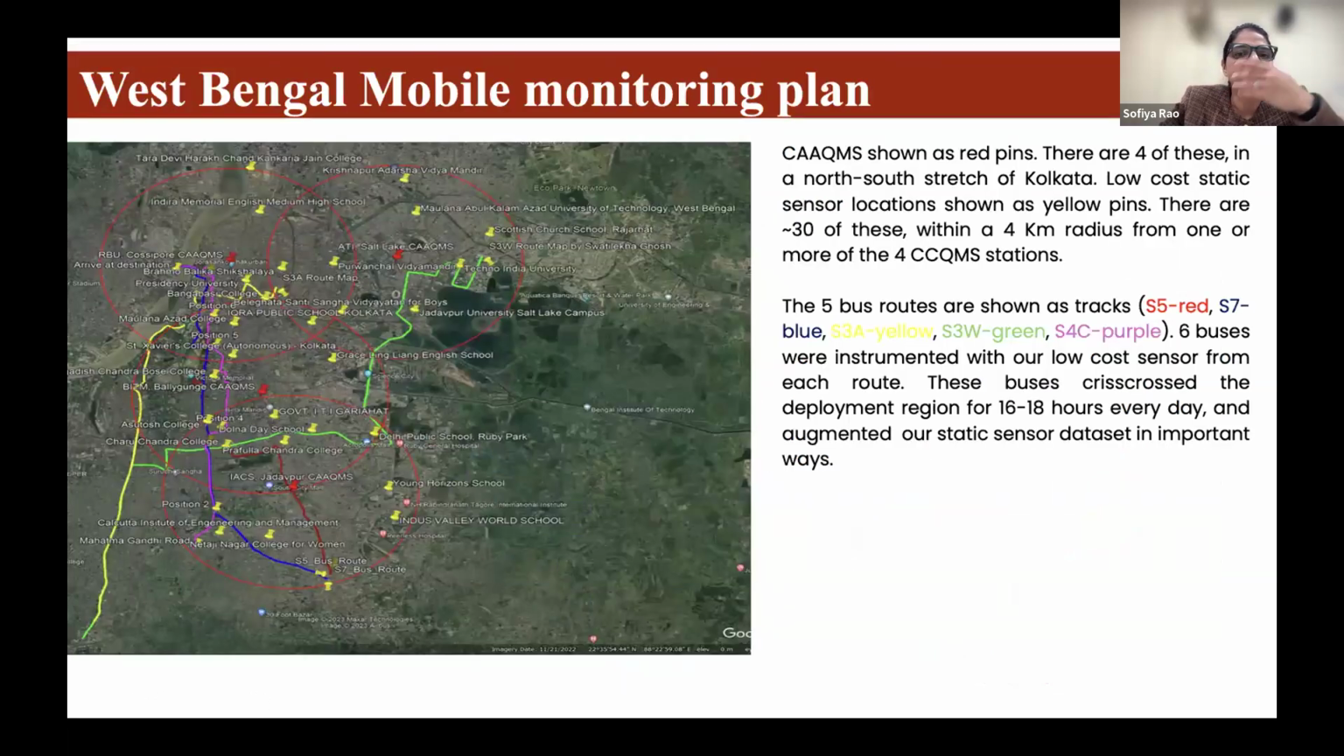This is another West Bengal mobile monitoring plan we recently proposed, and it is in process. We set up 5 to 6 loco sensor devices in a moving bus. These buses are moving from one place to another, and they are continuously capturing the emissions using the loco sensor.